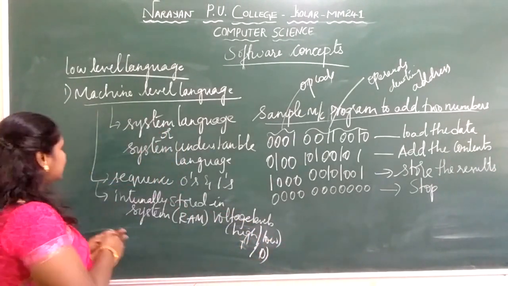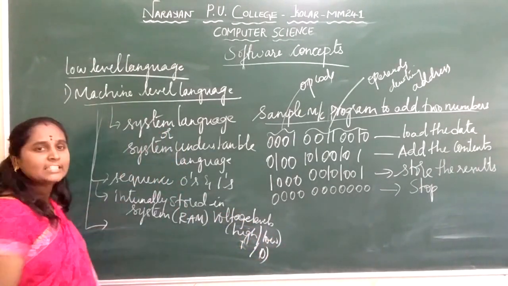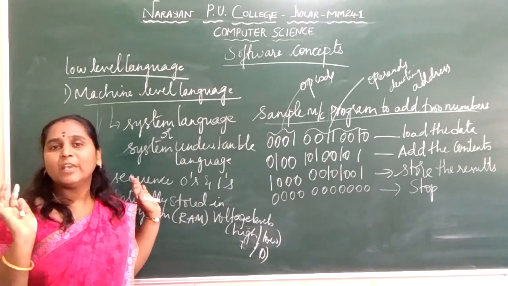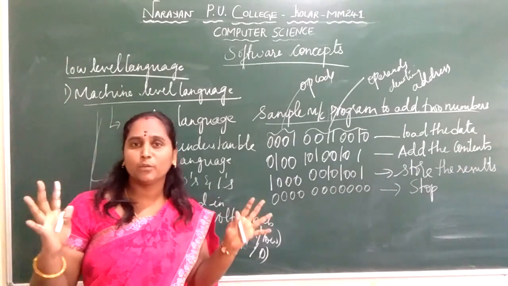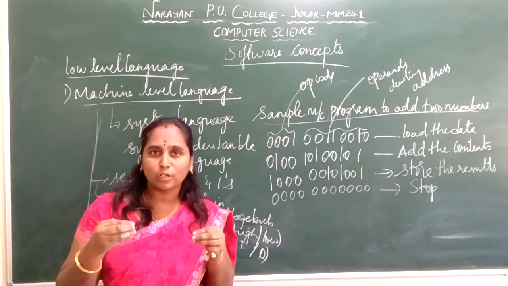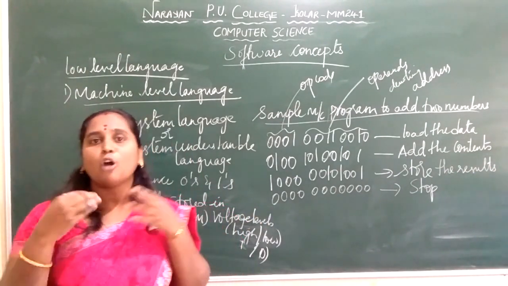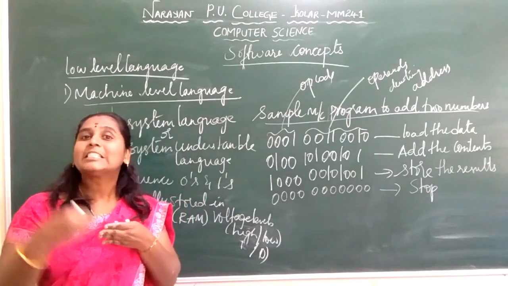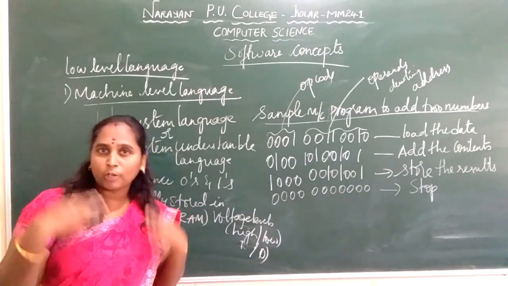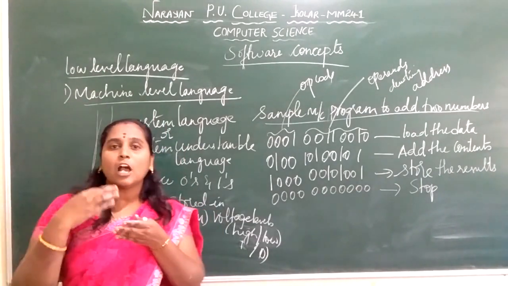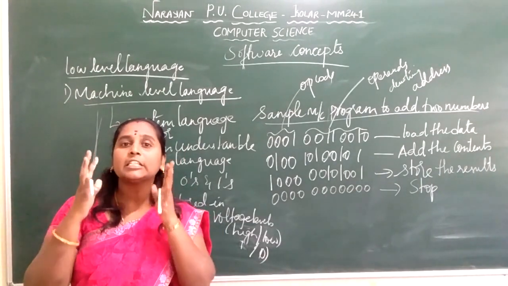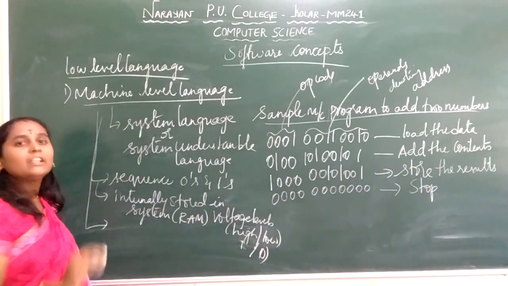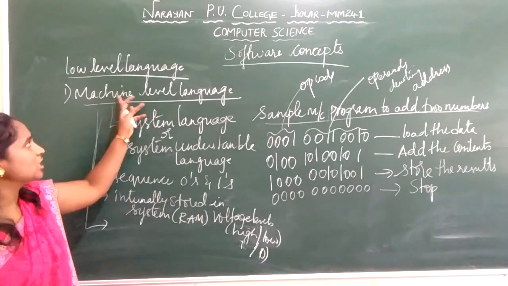In a system language, it is very difficult for a programmer when it comes to large sequences of zeros and ones. To program large, complex problems, it is very hard to remember zeros and ones. A programmer should also acquire knowledge of the internal architecture of a computer. That was one of the drawbacks of system language, or machine level language.